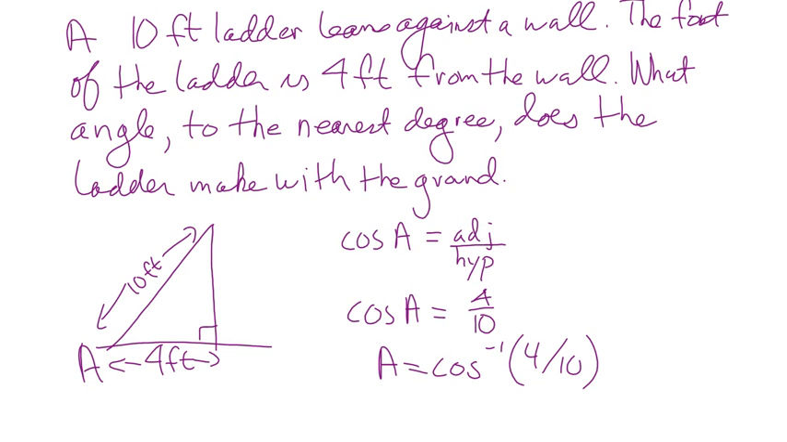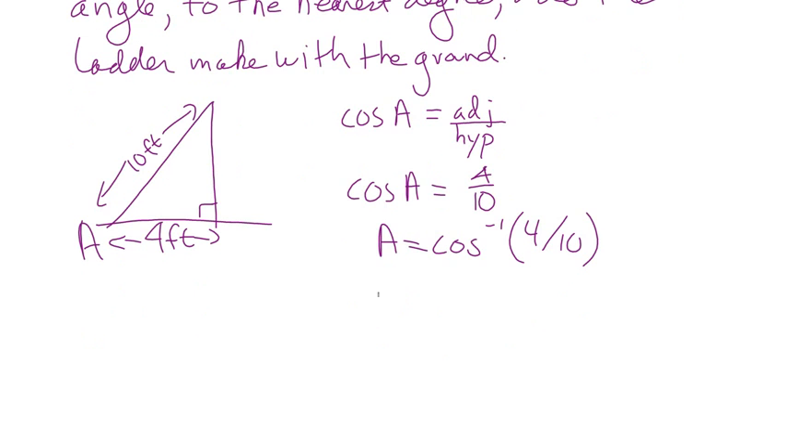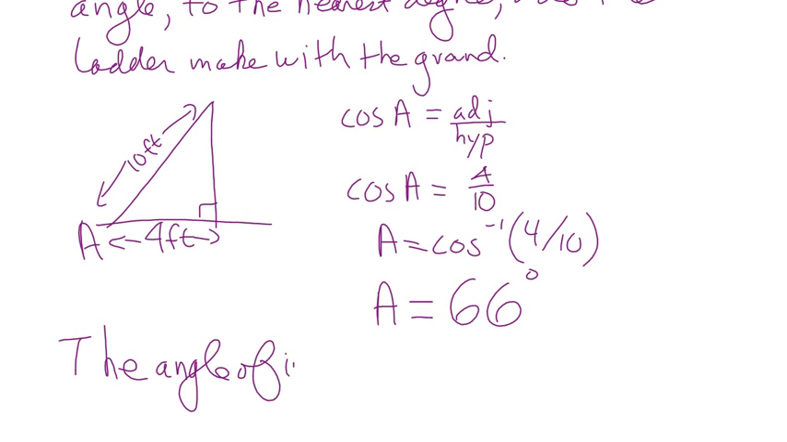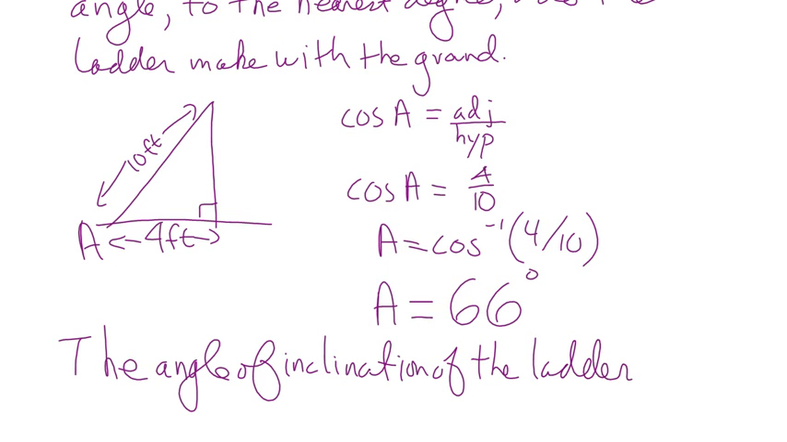Okay, 66. And what are we going to write? Rounded to the nearest what? To the nearest degree. Read the question. Okay, so that's an angle of inclination.